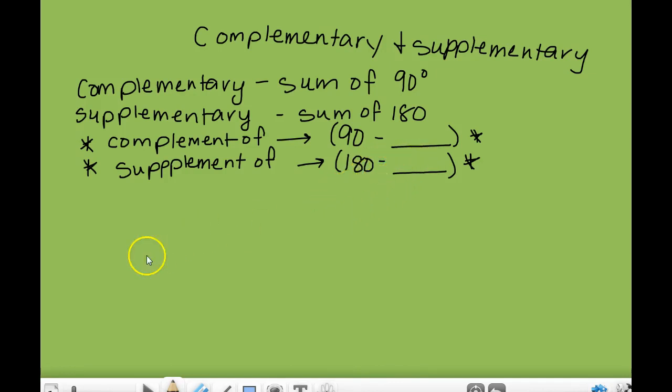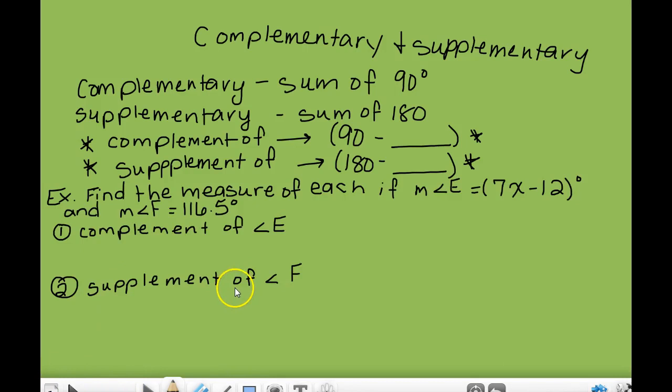All right, so let's jump right into an example. Make sure you are writing this. This is that page of notes, your next page of notes. All right, pause the video and copy those two examples. You will find the measure of each if the measure of angle E is 7x minus 12 degrees and the measure of angle F is 116.5 degrees.